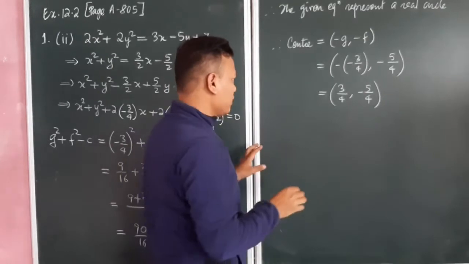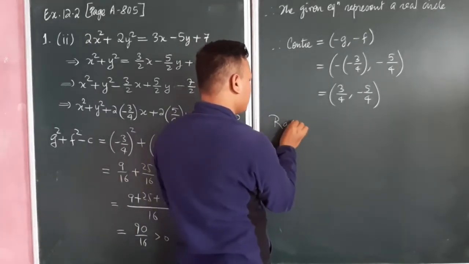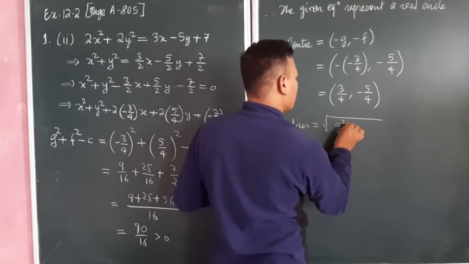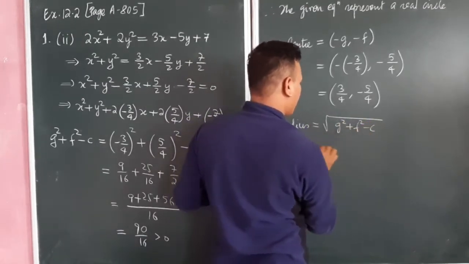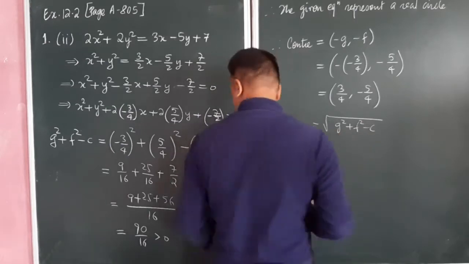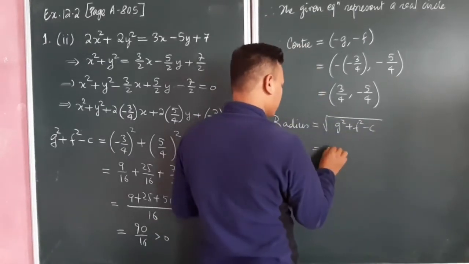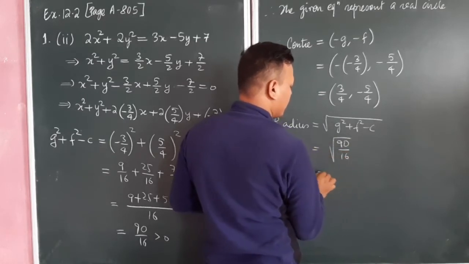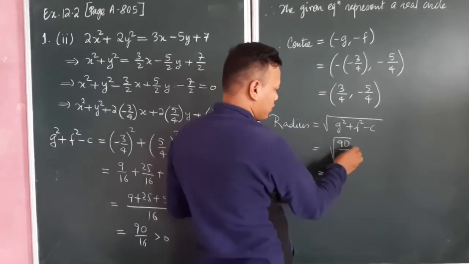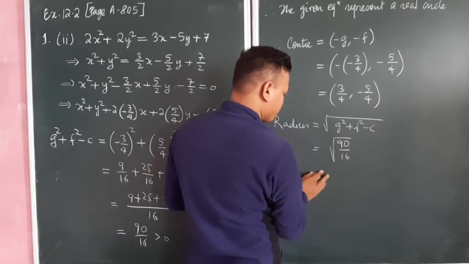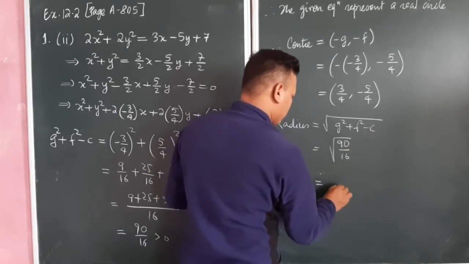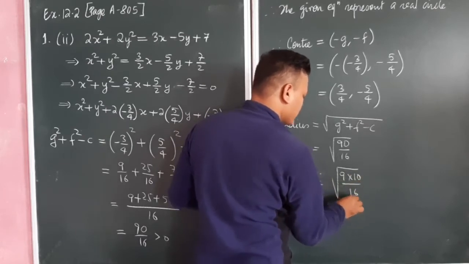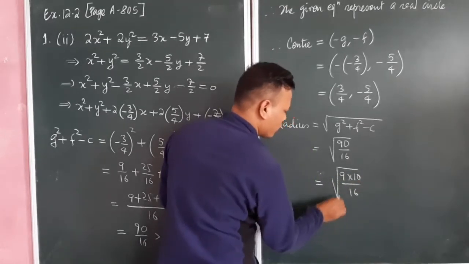Now the next thing we need to find is the radius. The radius formula is square root of g squared plus f squared minus c, and we have already found this part, which is equal to 90 by 16. So we have square root of 90 by 16. This can be written as 9 into 10 by 16. Now what is the square root of 9? It is 3.